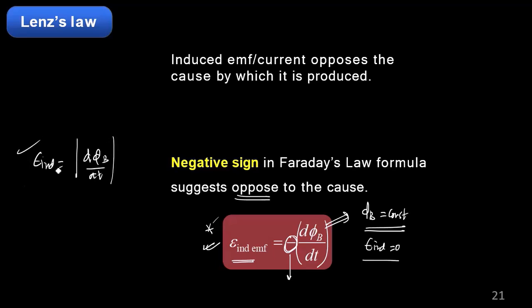Okay. Once I calculate the epsilon induced, what is the current flowing through this loop? That is equal to epsilon induced by R. What is R? R is the loop resistance. So that is Ohm's law. First we apply Faraday's law to calculate the induced EMF, and then we apply Ohm's law to calculate the induced current. So that is the induced current.